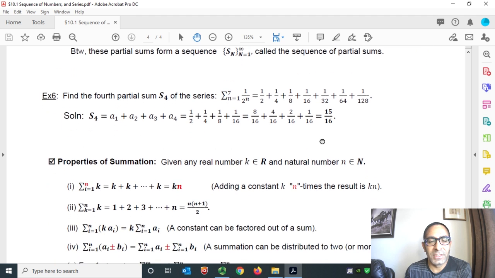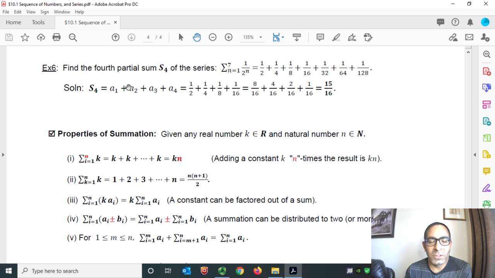Next, let's do example 6. Find the fourth partial sum, that is S4, of the series. The given series is the summation of 1 over 2 to the power n, n equals 1 to 7. So this given series equals, in expanded form, put n equals 1, n equals 2, n equals 3, dot dot dot, put n equals 7. This turns out to be this sum on my right hand side here.